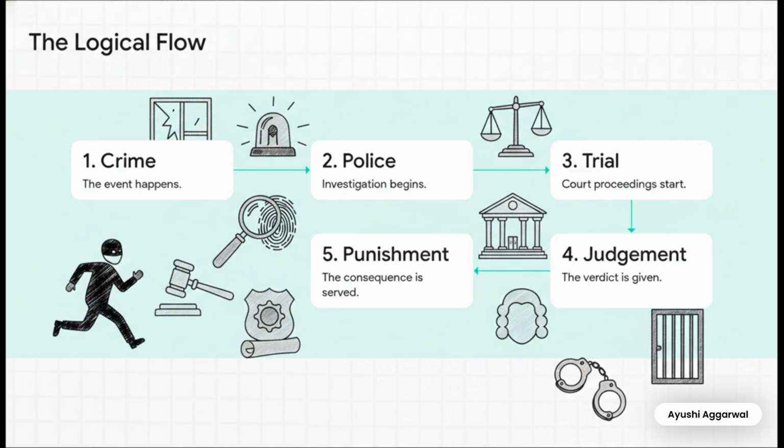A crime happens, which then triggers an investigation, and that brings in the police. The police investigation then leads to court proceedings, which is the trial. The result of that trial is a judgment, or the verdict. And finally, the consequence that follows the judgment is the punishment. See? Each step just flows logically into the next.